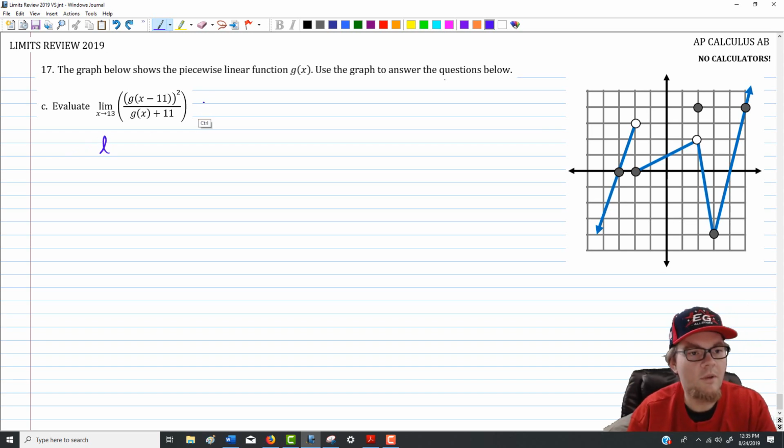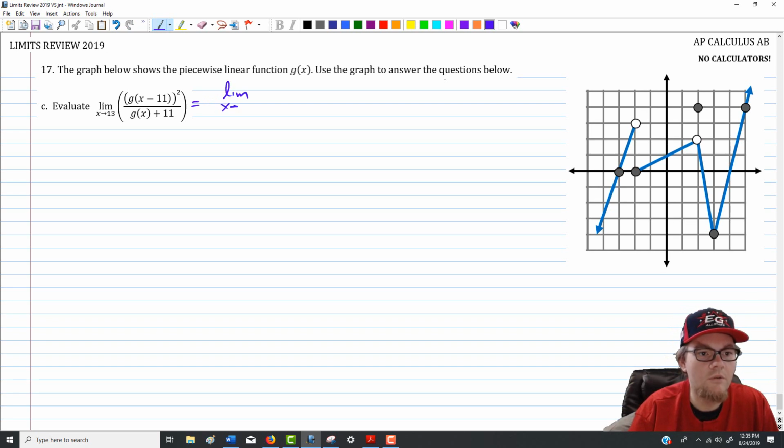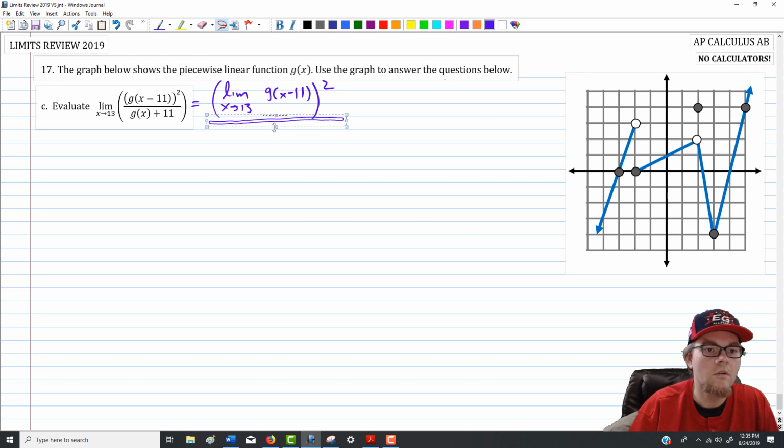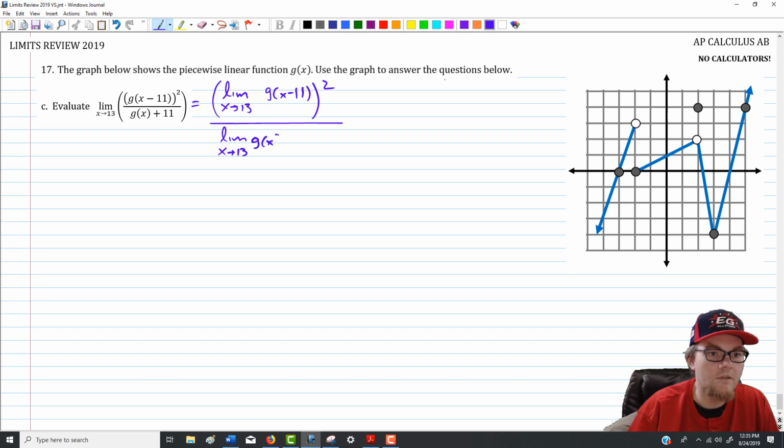So first, actually I'll do it up here. First, using the limit properties, we can break this into a quotient of two limits. This is the limit as x approaches 13 of g of x minus 11, and of course this would all be squared using the power property. And then likewise in the denominator, we can turn this into the limit as x approaches 13 of g of x plus the limit as x approaches 13 of 11, but since it's a constant, we just get 11. So now we've got everything kind of simplified down.